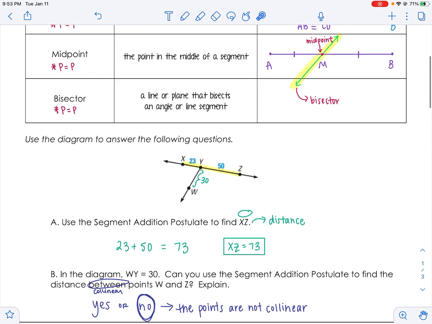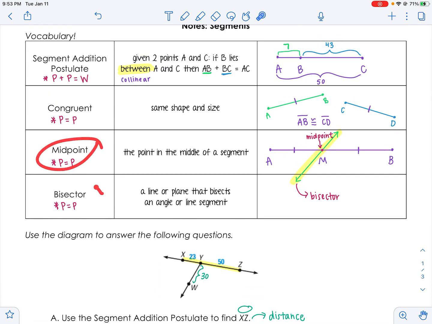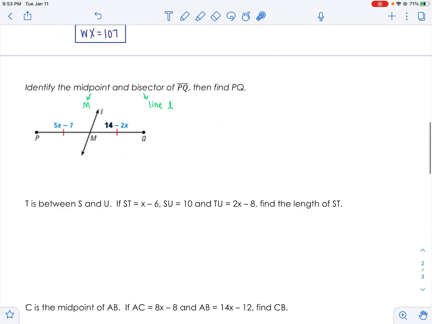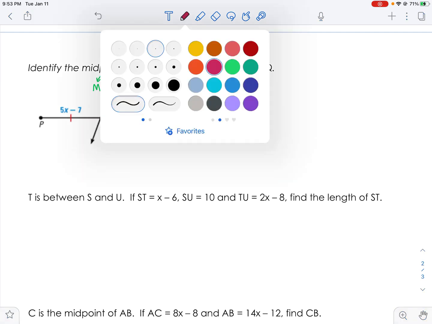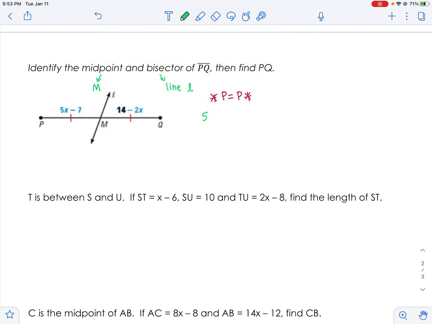And if we go back and we look at our notes, midpoint and bisector and congruent were all P equals P or part equals part problems. And now that I know that vocabulary and now that I have that clue that it's part equals part, I can easily solve for X. So I'm going to take each part and set them equal to each other. That's geometry helping me set it up. They're congruent, midpoint, bisector, all those clues tell me that 5x minus 7 equals 14 minus 2x.